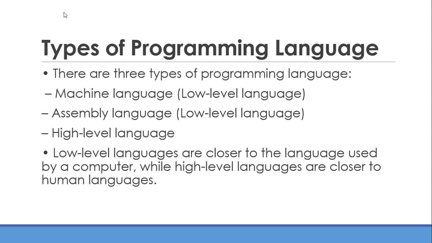Types of programming language. Here we have the two low level languages, the machine language or assembly language, and the high level language. Low level languages are closer to the language used by a computer, while high level languages are closer to human language. Low level languages cannot easily be coded by humans, but they are fast. Usually the first programmers used punch cards.